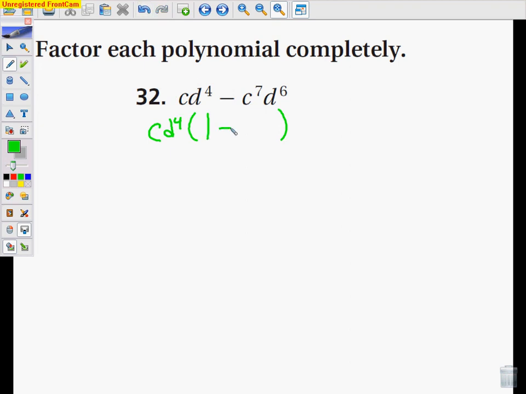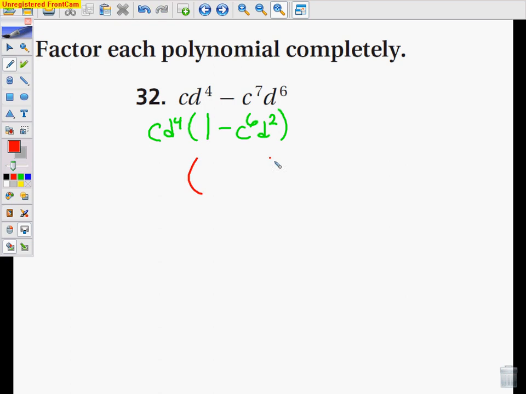We'll bring down that minus sign. And then in the last position, we had 7 c's and we took out 1, so that's c to the 6th. You had 6 d's and you took out 4, so that's d to the 2nd. Alright, so we factored out the GCF. Now, notice that this, once again, is a difference of 2 squares. 1 is a perfect square, c to the 6th is a perfect square, d squared is a perfect square.